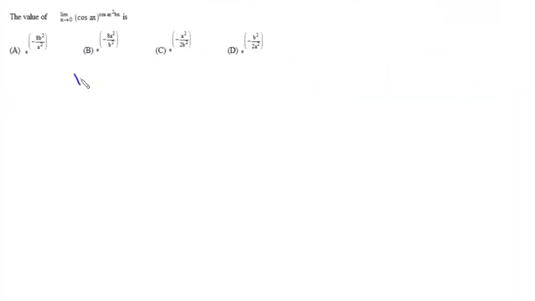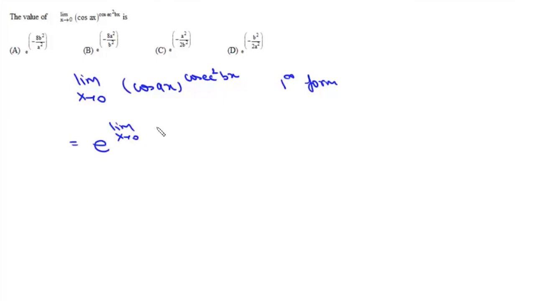Now here the question is, we need to find this limit x tends to 0, (cos ax) to the power cosec square bx. Now we put this limit: cos 0 is 1 and cosec 0 is infinite, so it is 1 to the power infinite form. And for this form, we have the shortcut that we can write it as e to the power limit x tends to 0, cosec square bx into (cos ax minus 1).